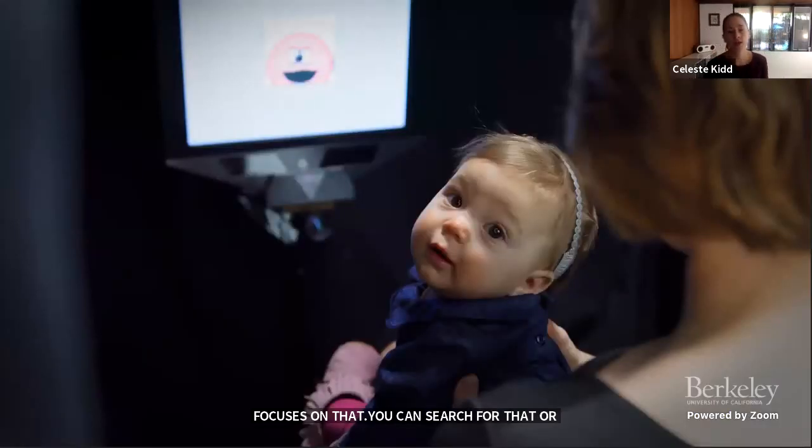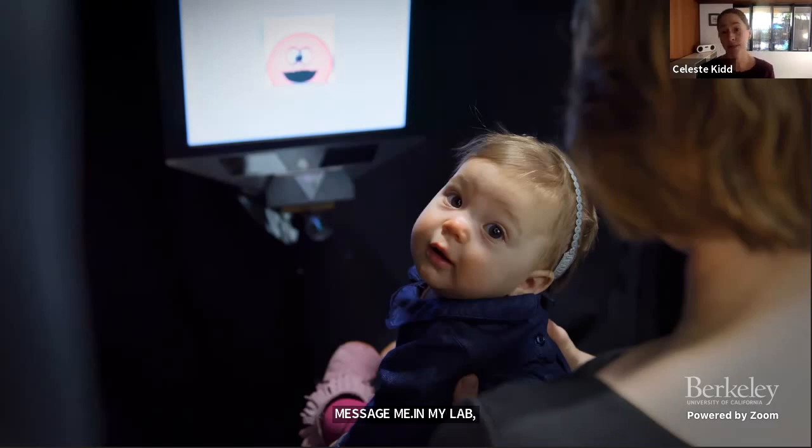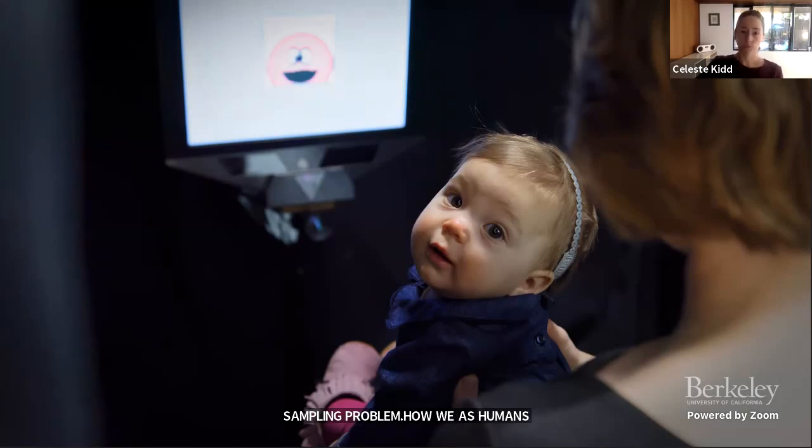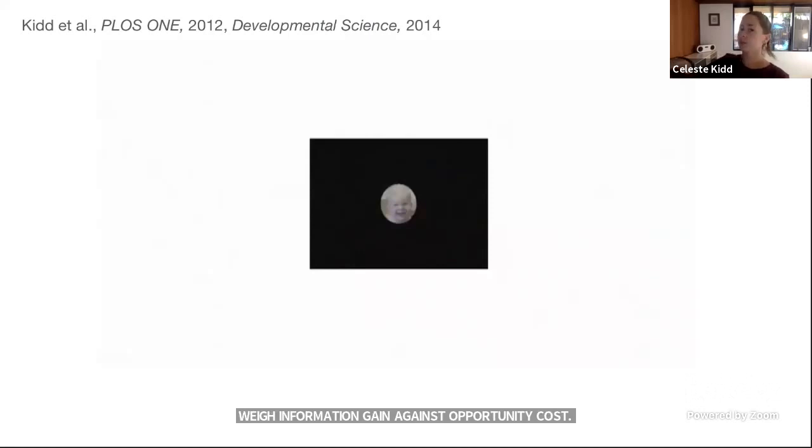In my lab, we've used eye trackers to study the principles that guide our sampling and learning. I'm going to tell you about a set of studies we did with human infants in this section. These studies taught us a lot about how human infants solve that sampling problem that I made reference to, how we as humans weigh information gain against opportunity cost. So in this series of experiments, we showed infants displays that were designed to elicit expectations while allowing us to construct a reasonable probabilistic model of these expectations moment to moment as the displays unfolded over time.